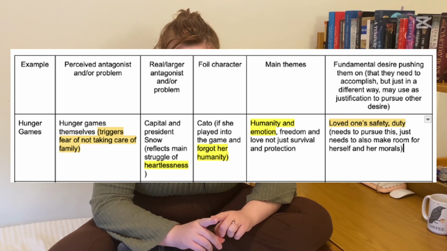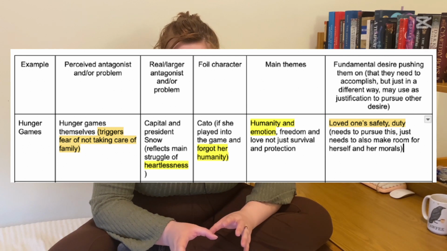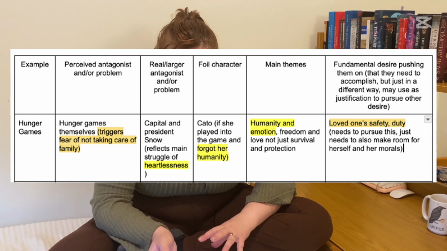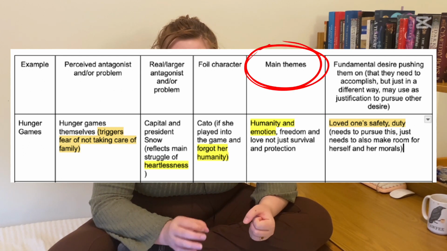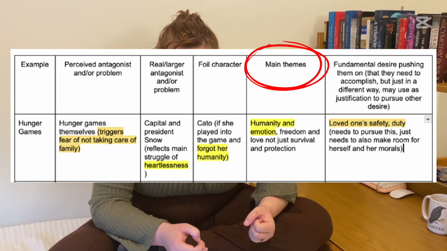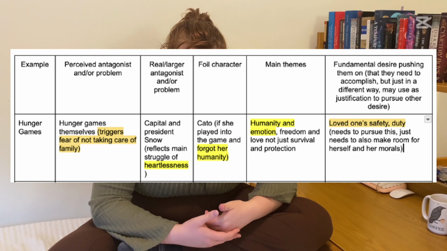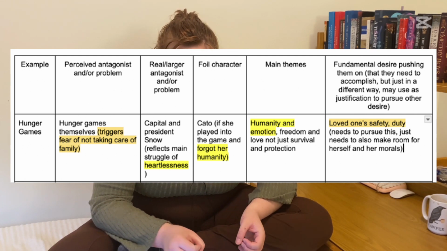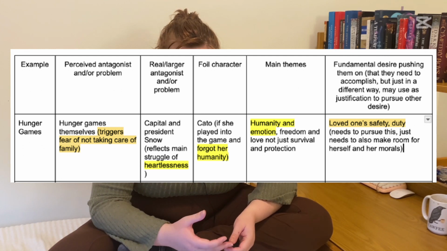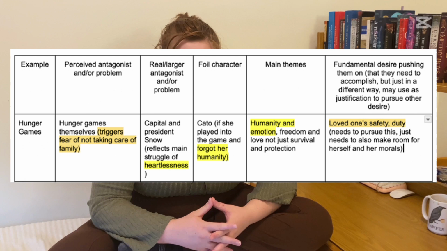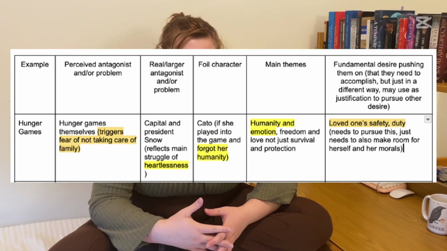And another pattern is that this real antagonist, or the larger problem, reflects the main theme, or one of the main themes. The main themes that I perceived from the Hunger Games were humanity and emotion, and freedom and love, not just surviving and protecting, but also truly living. Some of these themes are reflected in the real or larger antagonist or problem. The Capitol and President Snow reflects the main struggle of heartlessness and lacking humanity, a main theme being preserving your humanity and emotion and empathy.